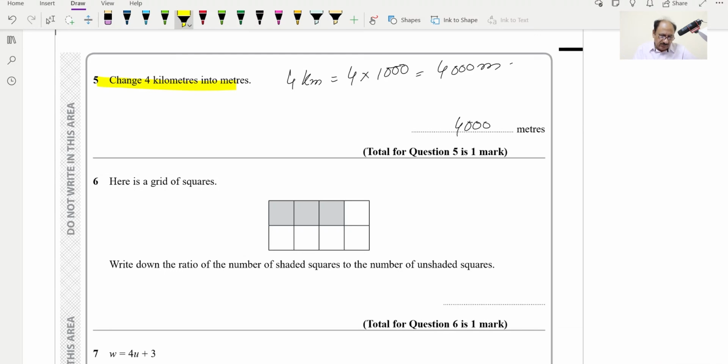The next question, number 6, here is a grid of squares. Write down the ratio of the number of shaded squares to the number of unshaded squares. Shaded squares are how many? 1, 2 and 3 out of a total of 8. And unshaded are 5. So 3 ratio 5. So the answer will be 3 ratio 5.